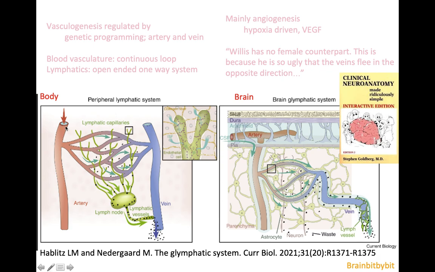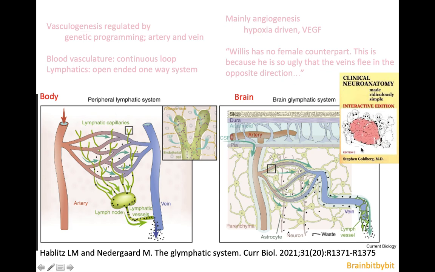In the body, the blood vessels are formed by vasculogenesis from mesoderm, which is regulated by a lot of complex genetics, and the blood vasculature forms a continuous loop. Then you have these lymphatic vessels intermixed, and they form an open-ended one-way system to get rid of all the waste. The blood vessels of the brain, the 600 kilometers of blood vessels in the brain, are mainly formed by angiogenesis. Angiogenesis is hypoxia driven, and VEGF plays a very important role.